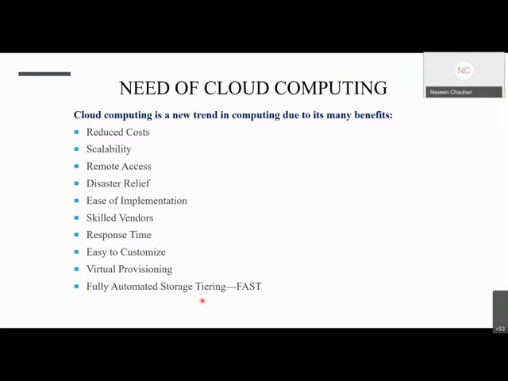And why exactly, what is the need of cloud computing? All these points are emphasizing the need of cloud computing. Basically, with the help of cloud computing, we are going to reduce the cost. We are going to increase the scalability. Remote access: we are going to provide remote access to the services provided by cloud computing.